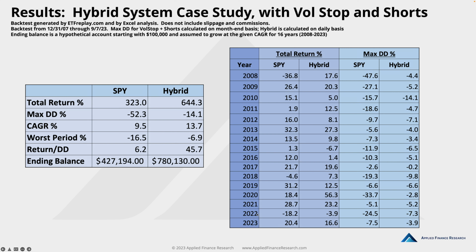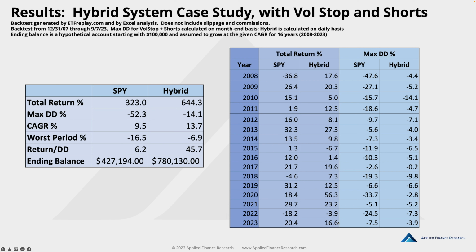I also like looking at 2022. You may remember during that year, stocks and bonds both had a really tough year. The S&P had a return of negative 18.2%. The hybrid had a small loss, minus 3.9%. The max DD for the S&P was minus 24.5, and the maximum drawdown for the hybrid system was minus 7.3.